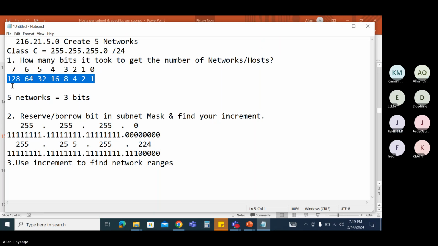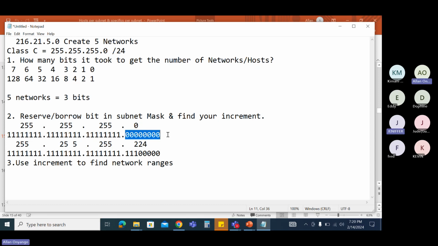So we were told to reserve bits on the subnet mask. Have we reserved? Yes. Then the second part says, find your increment. When we were reserving it, I think you said the zeros are in the host portion. Yes, the zeros are in the host portion here. Then are we reserving or are we borrowing?